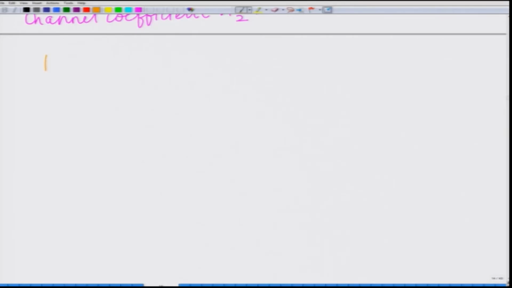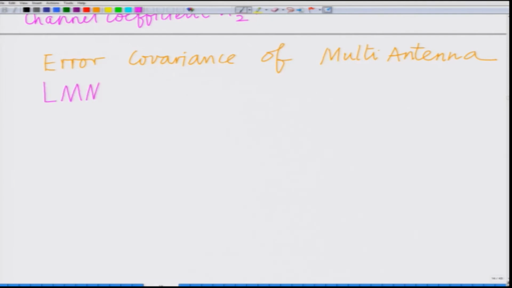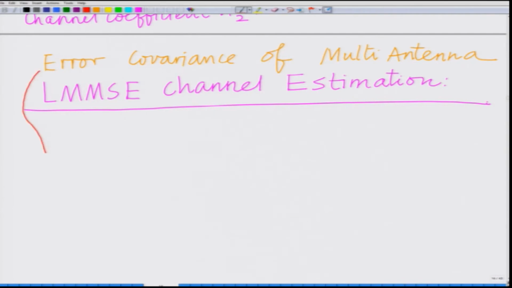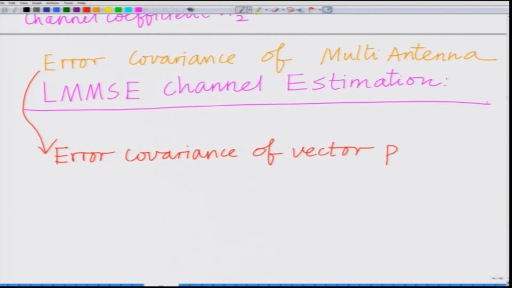So in this module we are going to derive the error covariance of multi-antenna LMMSE channel estimation, or you can also think of this basically as error covariance for vector parameter estimation.